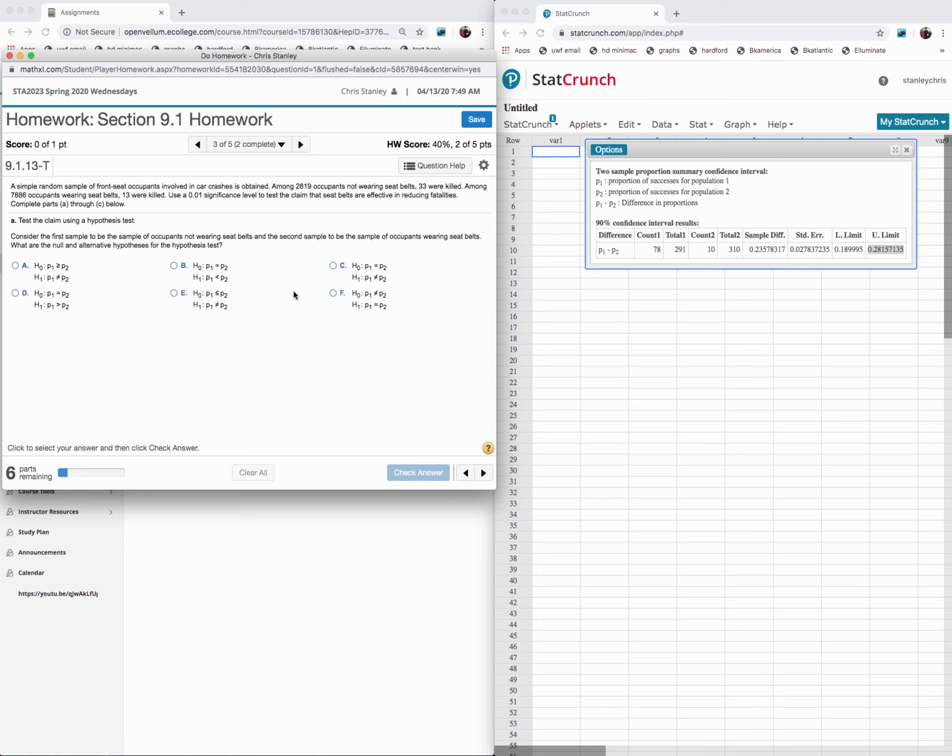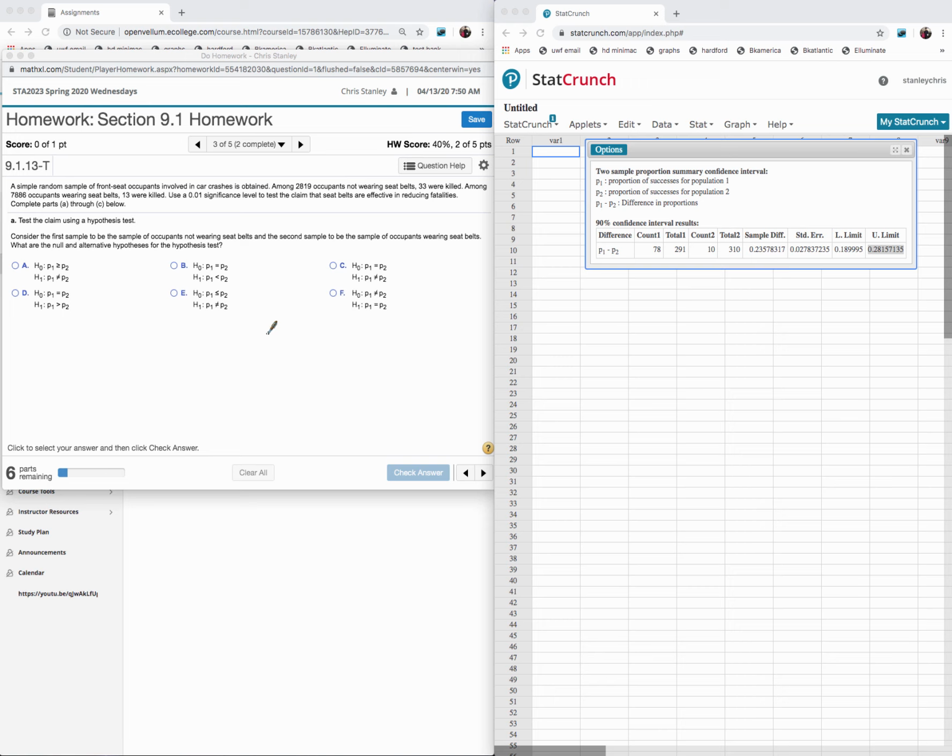Okay, let's do the next problem. An SRS, front seat, crashes. You have people who were in seatbelts that got killed. Okay, so we have not wearing seatbelts and we have seatbelts, and effective in reducing fatalities. So reducing fatalities.